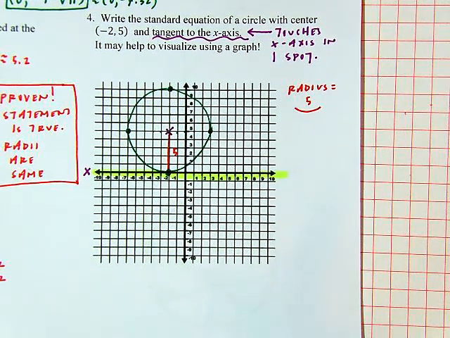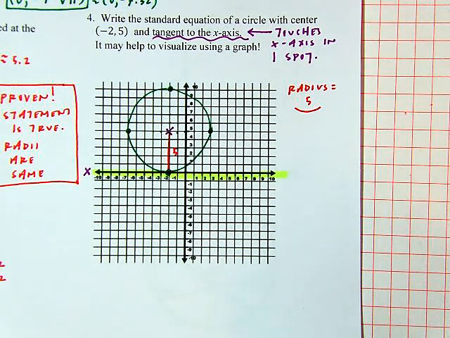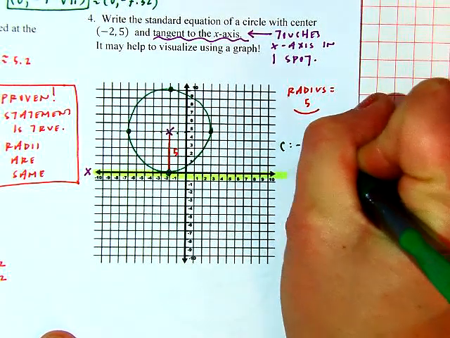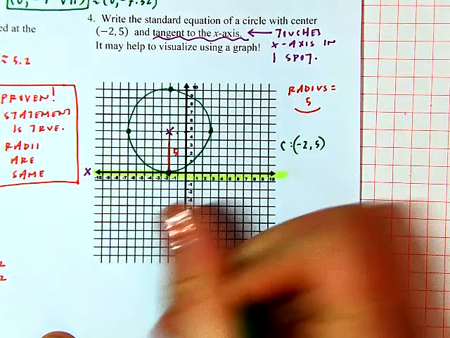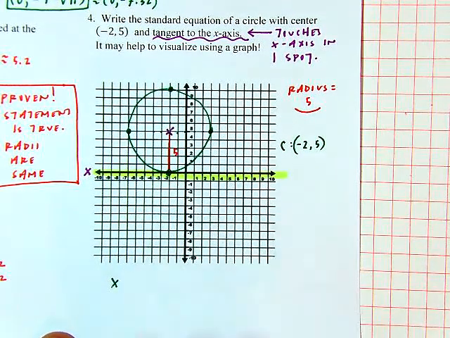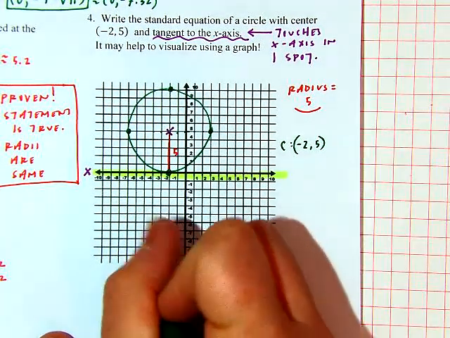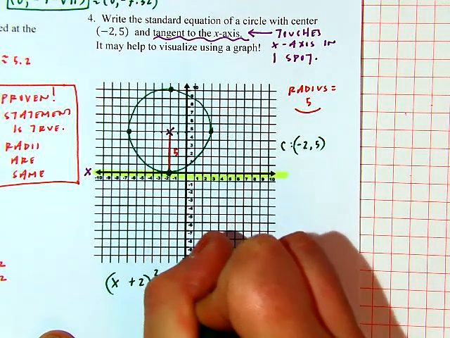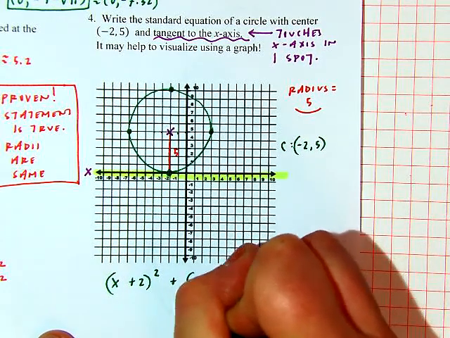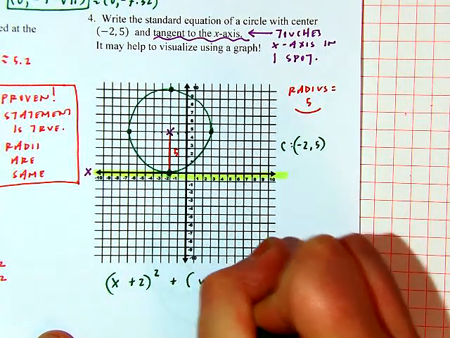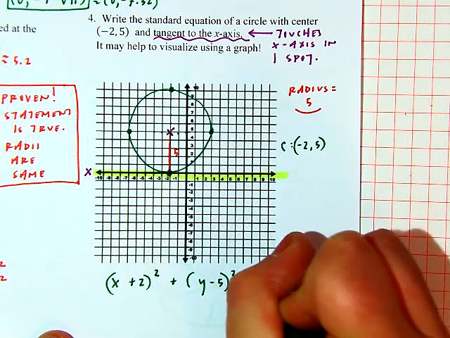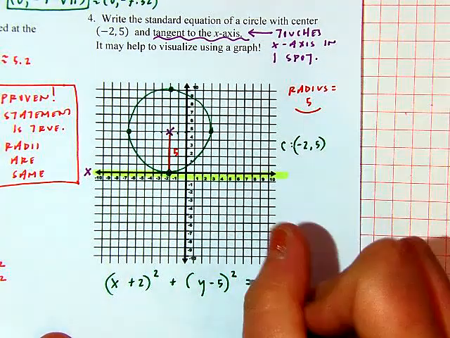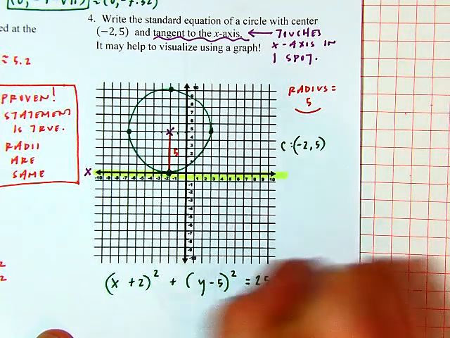So if we're writing our equation, right, our center, we know the center. We were given that as the -2, 5. So now I'm going to say x minus -2, so x plus 2 as a quantity squared, plus y minus 5 as a quantity squared is equal to the radius squared, and the radius is 5. So 5 squared gets us to 25.